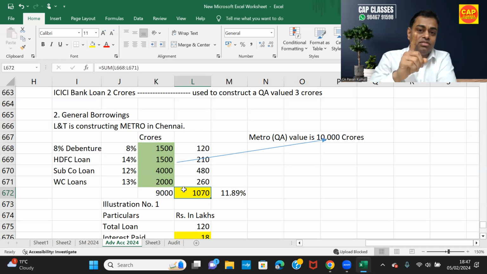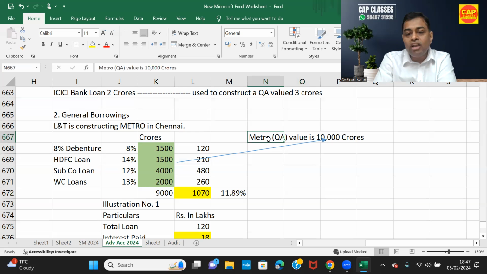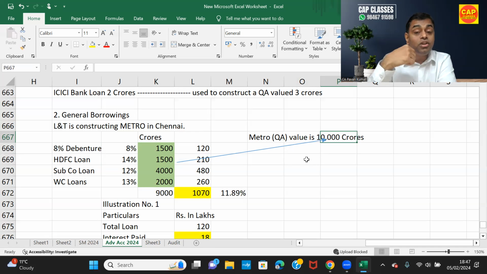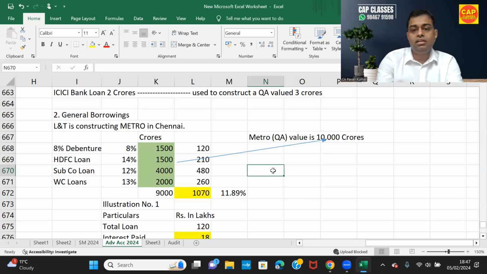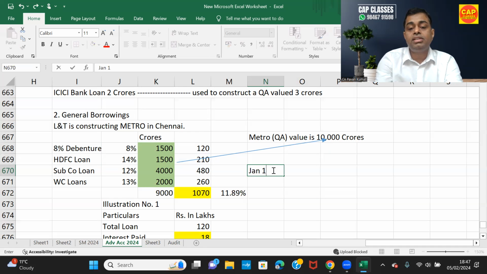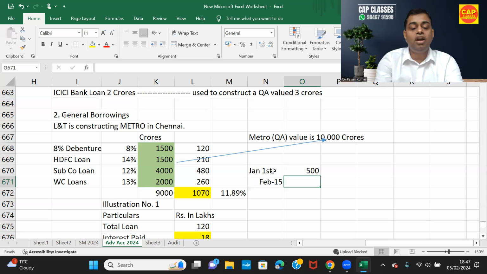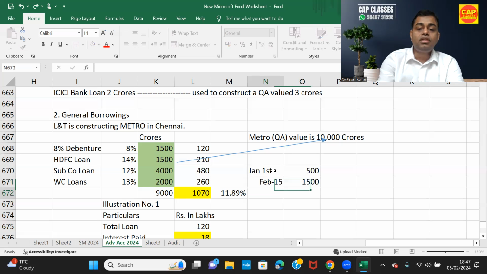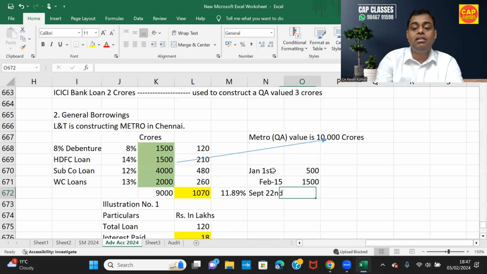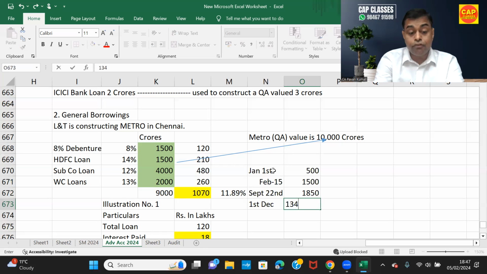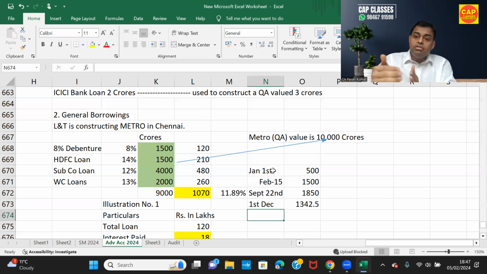You paid 1070. But this metro qualifying asset, 10,000 crores is there, no? Did you incur the whole 10,000 crores on a single day? No. That means, imagine on Jan 1st, you incurred 500 crores. On Feb 15, you incurred 1,500 crores. On September 22nd, you incurred 1,850 crores. Okay, on 1st December, you might have incurred another 1,342.5 crores. Like this, you are incurring.